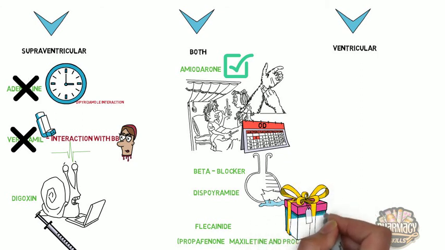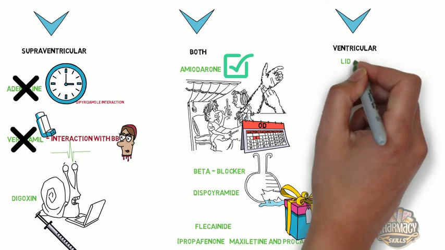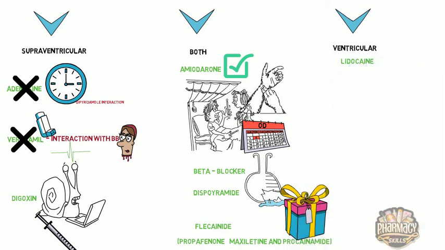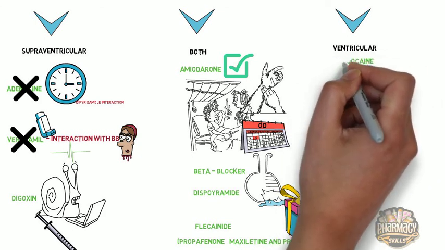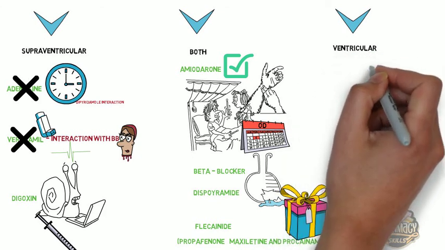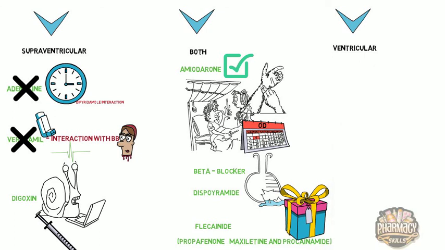Now, the last group is drugs for ventricular arrhythmias. Lidocaine can be used in hemodynamically stable patients, but it is not the drug of choice anymore. Drugs that work for both ventricular and supraventricular arrhythmias, like propafenone, beta blockers, disopyramide, flecainide, and procainamide, are the ones which are now commonly used for ventricular arrhythmias.